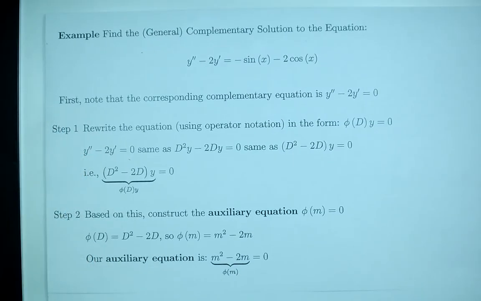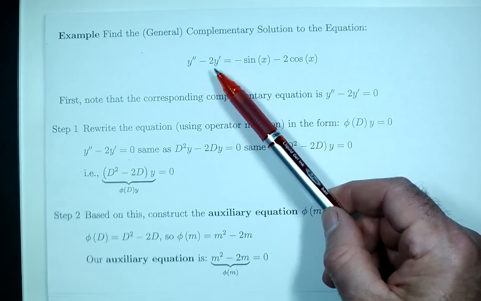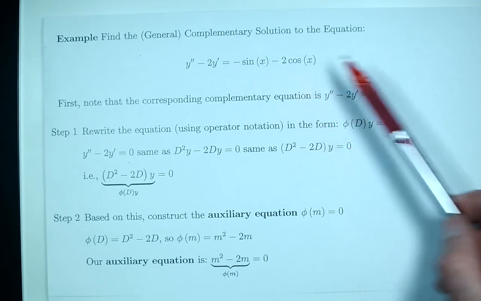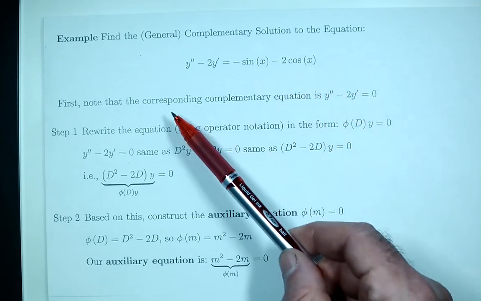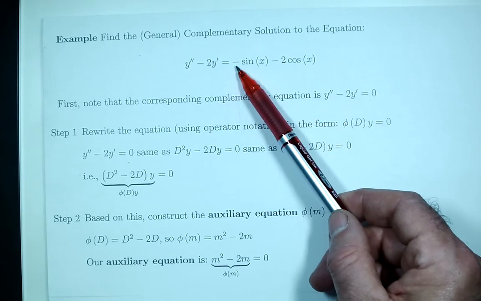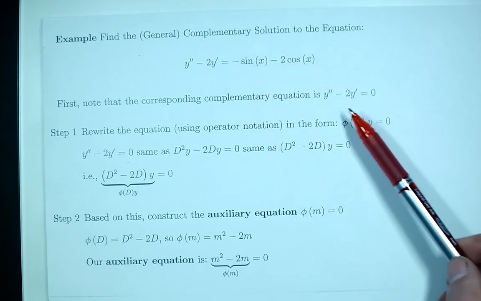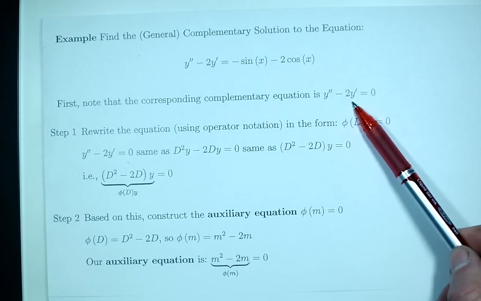Now, I said we were going to do another example, and I think we should. This one will have a little bit of a twist to it. Find the general complementary solution to the equation y double prime minus 2y prime equals negative sine x minus 2 cosine of x. First, note the corresponding complementary equation. How do we get that? We take the original equation and set the right-hand side to 0. So the complementary equation is y double prime minus 2y prime equals 0.